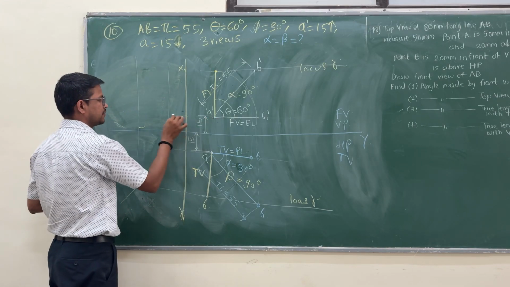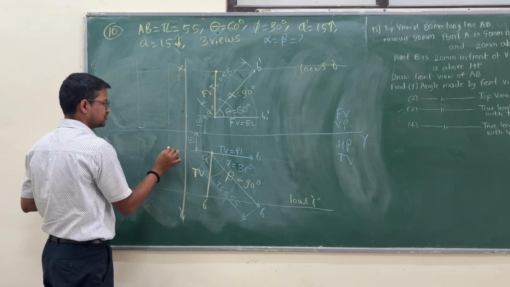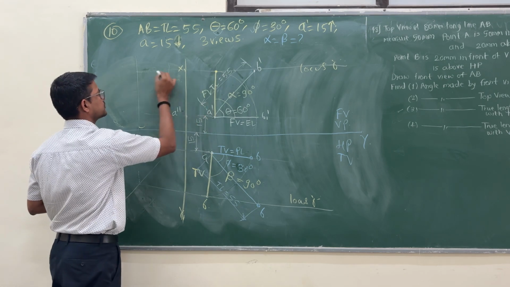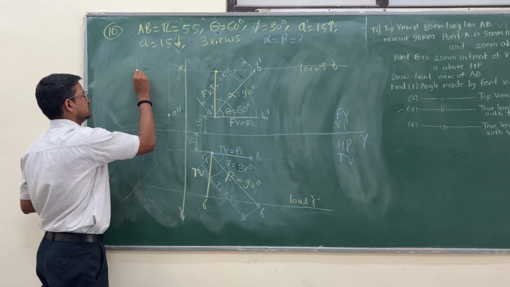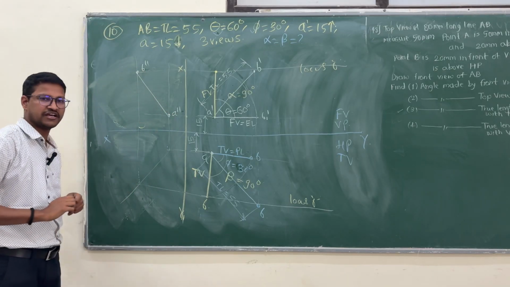Now take the benefit of front view. Here is the A projector. Here is the A corresponding projector. So this is A double dash. Where is the B projector? Here is the B projector. So this is which point? B double dash. When I join A dash, A double dash and B double dash.